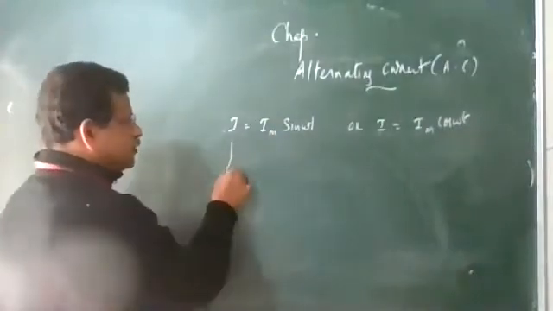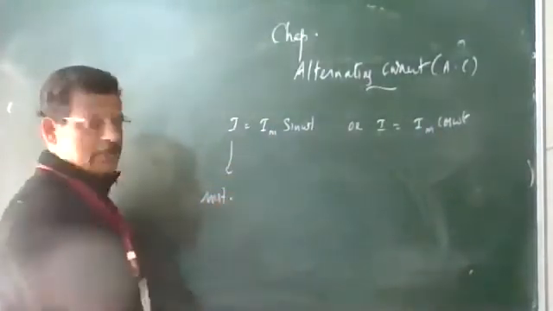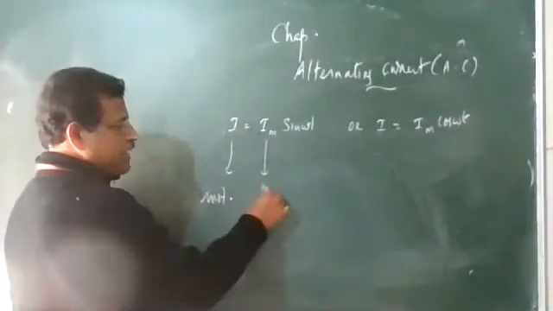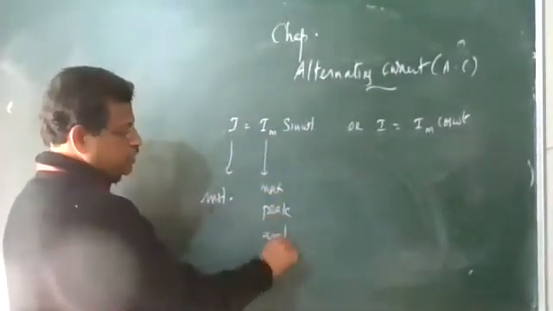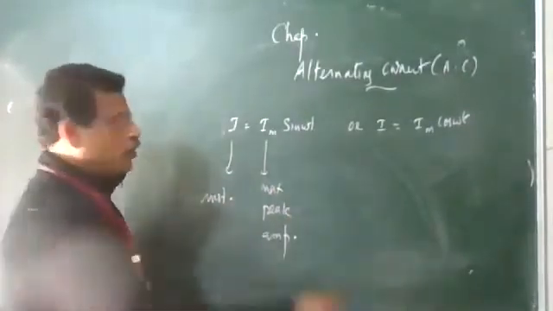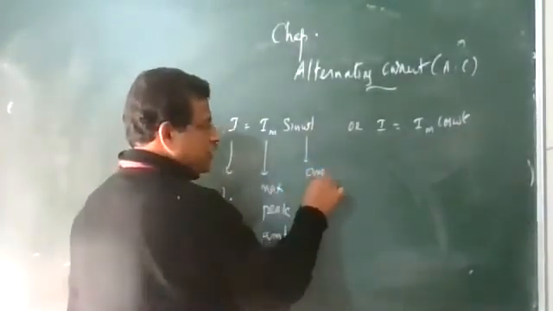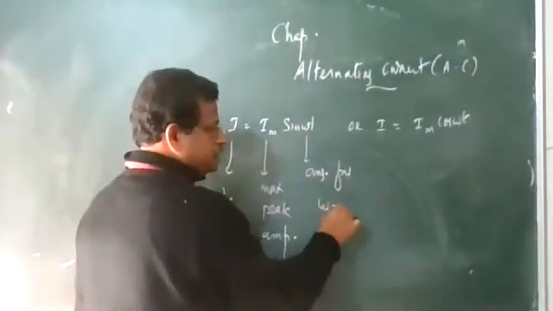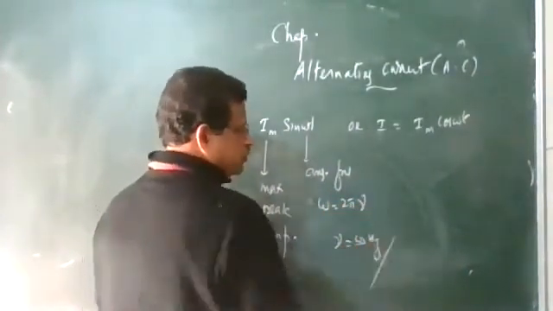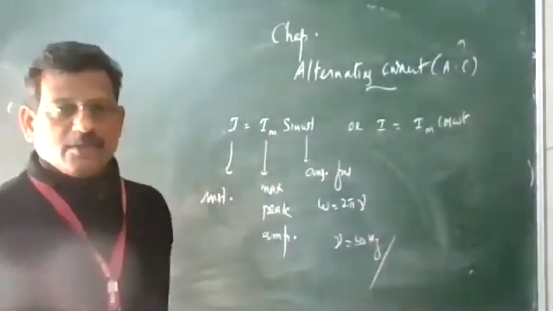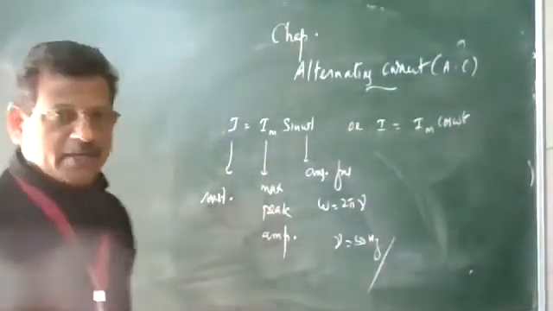I stands for the instantaneous value of the current. I m stands for the maximum value, which is also known as peak value or amplitude. Omega is known as angular frequency, and omega is equal to 2 pi nu, with nu equal to 50 hertz that we are using here. So this is a simple alternating current.